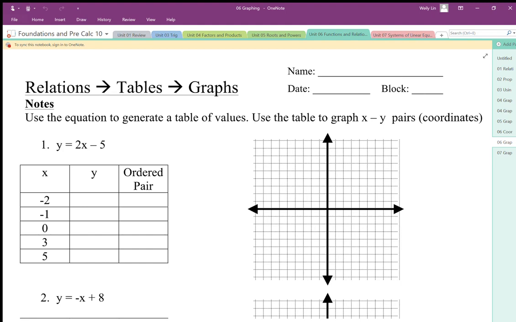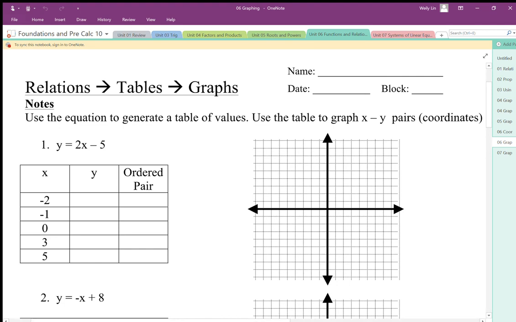Make sure that you're on the correct handout here. It says this is relations, tables, graphs, and this says notes here. There are two handouts that look almost exactly the same, and essentially you're going to do the same things, but just double check that you're on the right set of notes here. It should have notes on here.